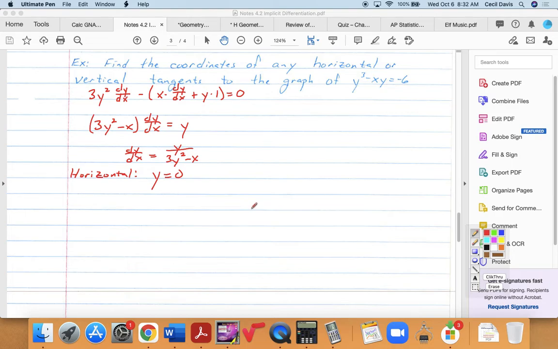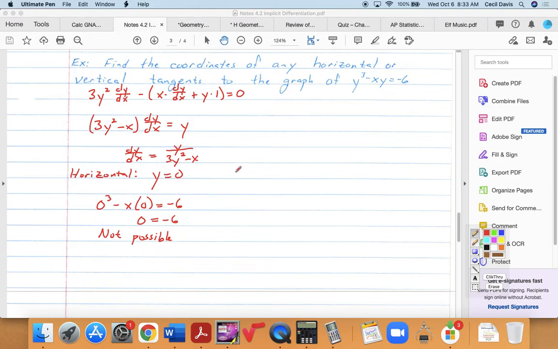So if y is equal to 0, we need to figure out what x-coordinate goes with that. We go back to the original graph. Okay, so 0 cubed minus x times 0 is equal to negative 6. Well, that gives you the wonderful 0 equals negative 6. So it's never horizontal. So this graph never has a horizontal tangent.